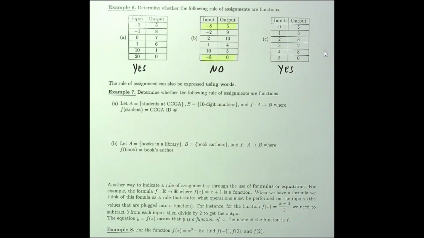So I input, let's say this is a computer, I input the student's name, and the computer is going to give me as an output the CCGA ID number. Is that a function, yes or no? If you said yes, then you are correct.